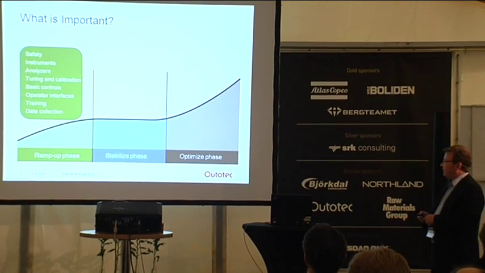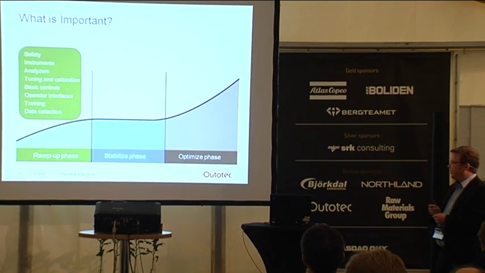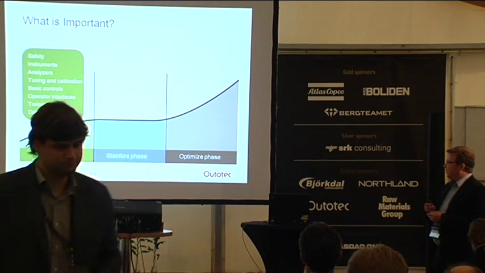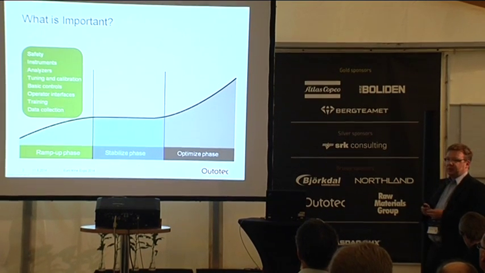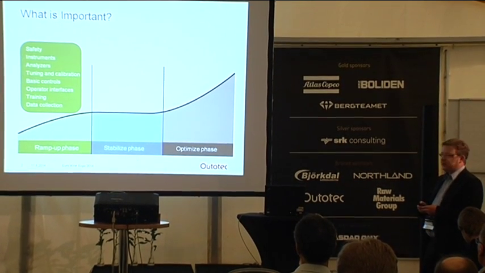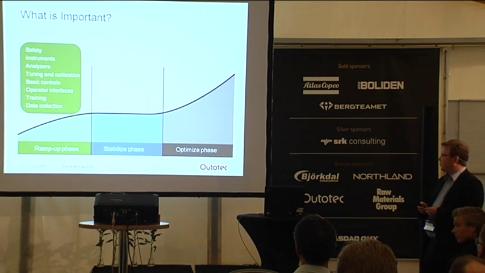First, in the ramp-up phase, it's important to get the basic things right. Formulate safety procedures, be sure that everything is safe on the automation side, interlockings are working. Make sure that the instruments and analyzers are adequate. It's a good level of instrumentation and information from the process in order to make a really good automation level at the plant when it's running in the later stages.